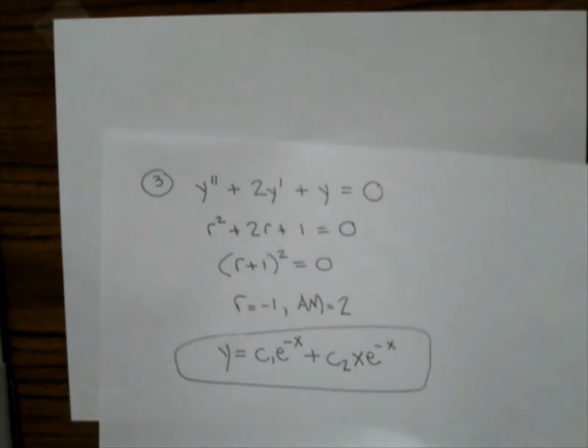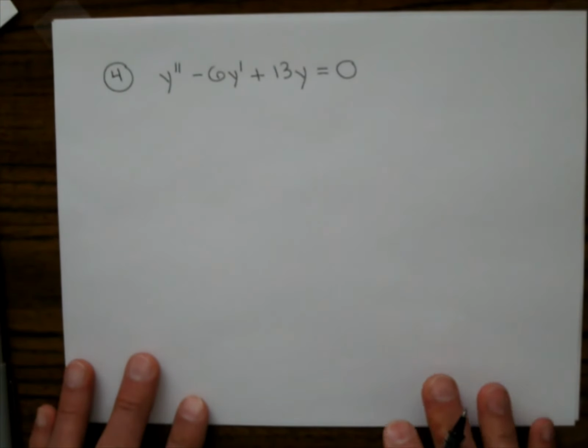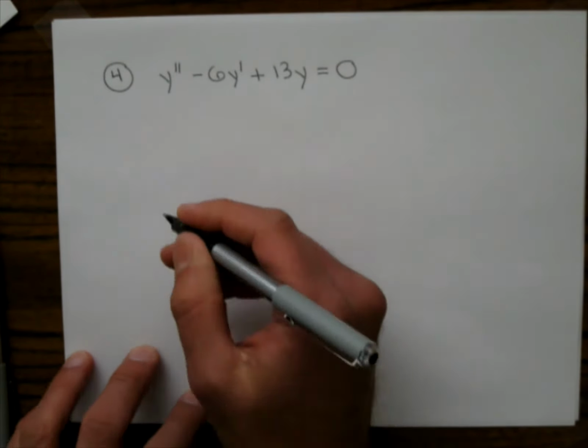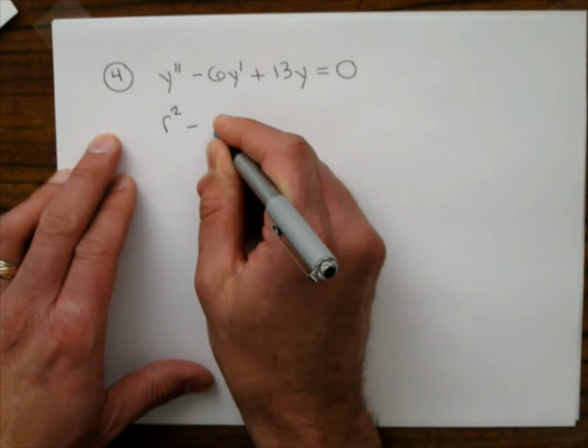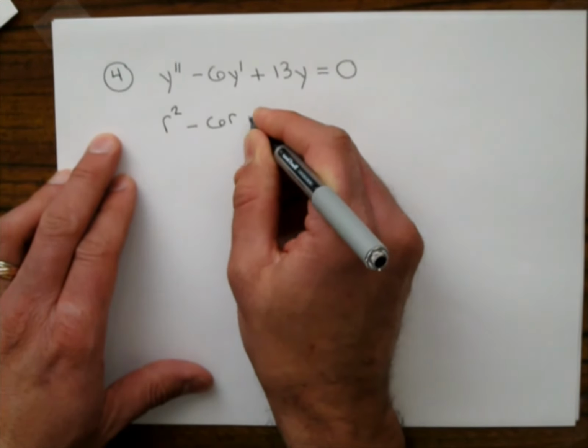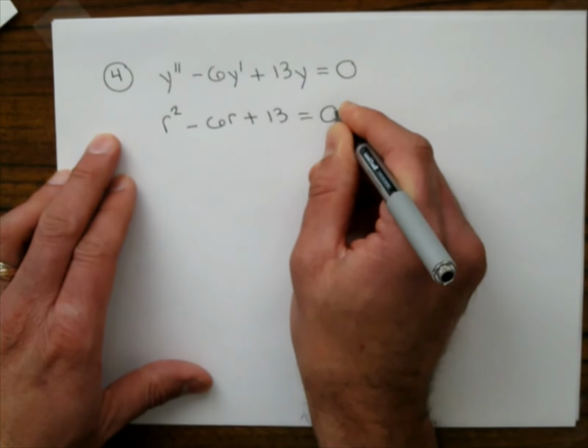Okay, let's go ahead and do problem number 4. Problem number 4 looks like this. y double prime minus 6y prime plus 13y equals 0. The auxiliary equation is r squared minus 6r plus 13 equals 0.